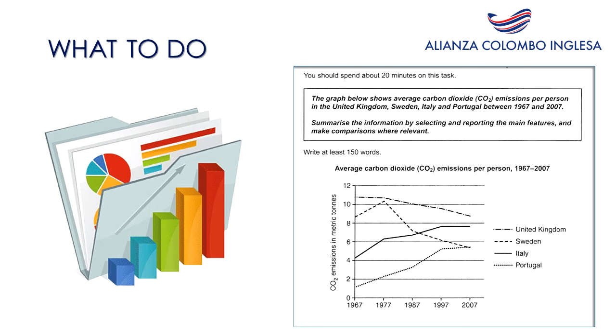Then it says, summarize the information by selecting and reporting the main features and make comparisons where relevant. Of course, this is the recommendation for including information in the graph report. It says also write at least 150 words, so be sure to write more than that. And then we have the graph itself, where the information is presented visually.